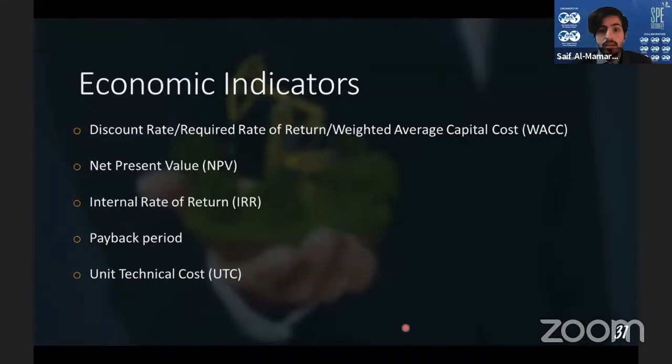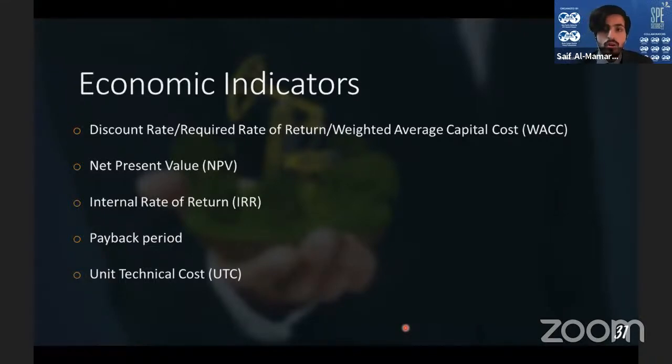It can be a company policy or the board of directors mandating a certain return on all investments. So for example, if it's 10%, any investment you make needs to meet this 10% threshold. There are other ways of calculating it via weighted average cost of capital, WACC, which is more of a theoretical way of building up your discount rate. Then you have NPV. NPV is basically your net present value.